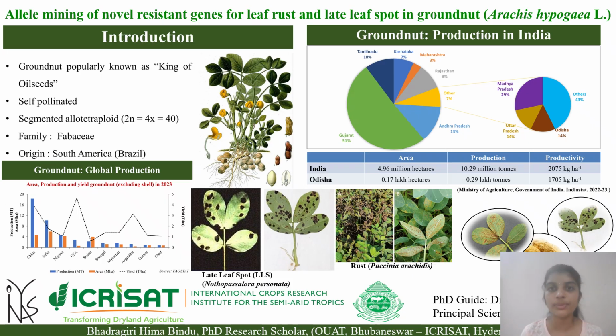In India, the low productivity of groundnut is attributed to several biotic and abiotic stresses. Among the biotic stresses, late leaf spot caused by Nothopassalora personata and rust caused by Puccinia arachidis are the most destructive. These two diseases occur together and cause a yield loss of about 70%. They even deteriorate the quality of fodder. Hence, it's very important to develop disease-resistant varieties and identify the genomic regions and genes responsible for disease resistance.